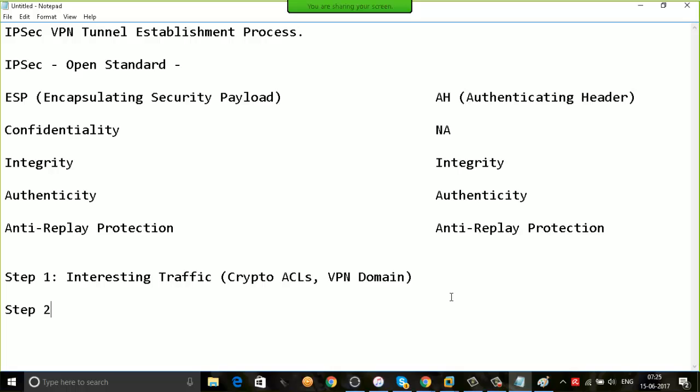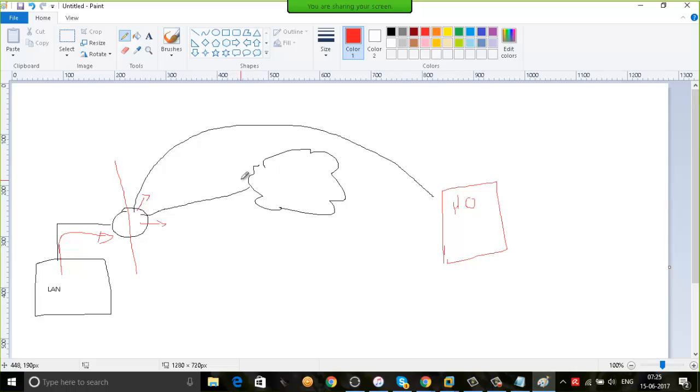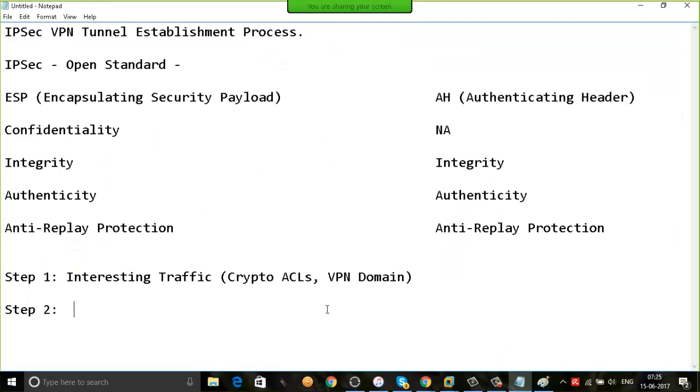Then we have step 2. Now, see, this tunnel is going to be established over the public network, correct? Now, what all the parameters needs to be negotiated? I need to validate the source of the tunnel request. All these things needs to happen, right? So we normally call this as some sort of parameter negotiation that is being taken care by a protocol called as what? IKE.